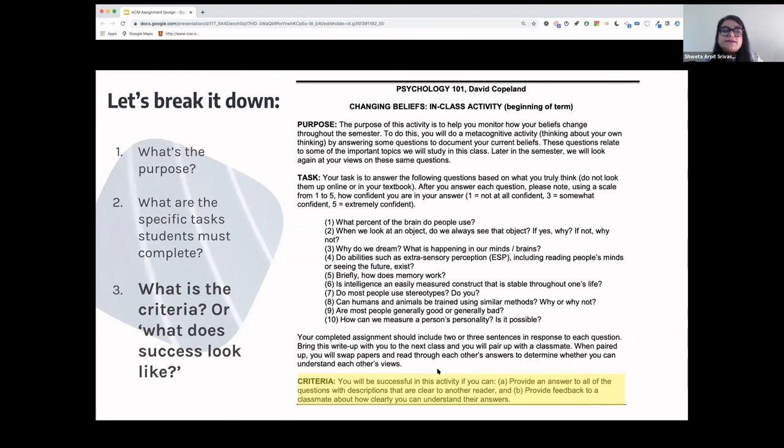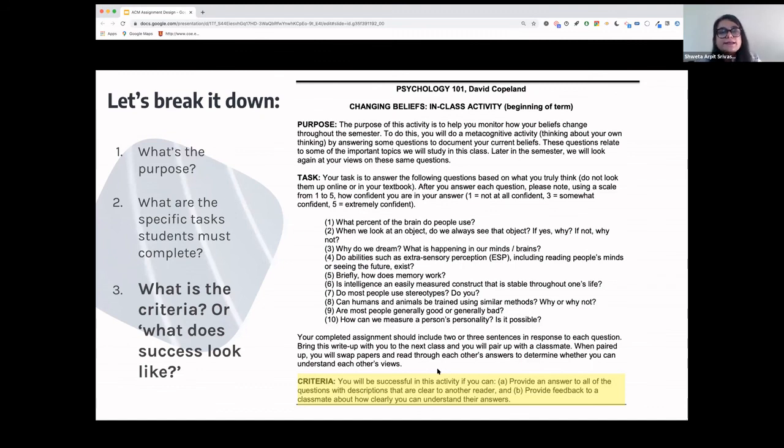In this case, it's useful to go deeper into the criteria, and I want to spend more time discussing different criteria, because that's helpful in adapting to the online mode as well. So I want to talk about explicit and implicit criteria here. Explicitly here, it's saying that you will be successful in this activity if you can provide an answer to all the questions that are listed here and provide feedback to a classmate.